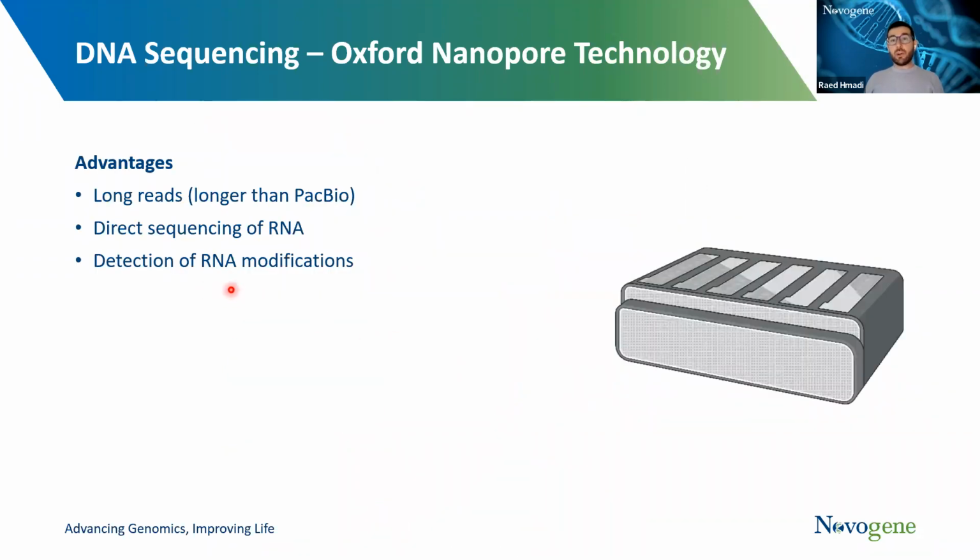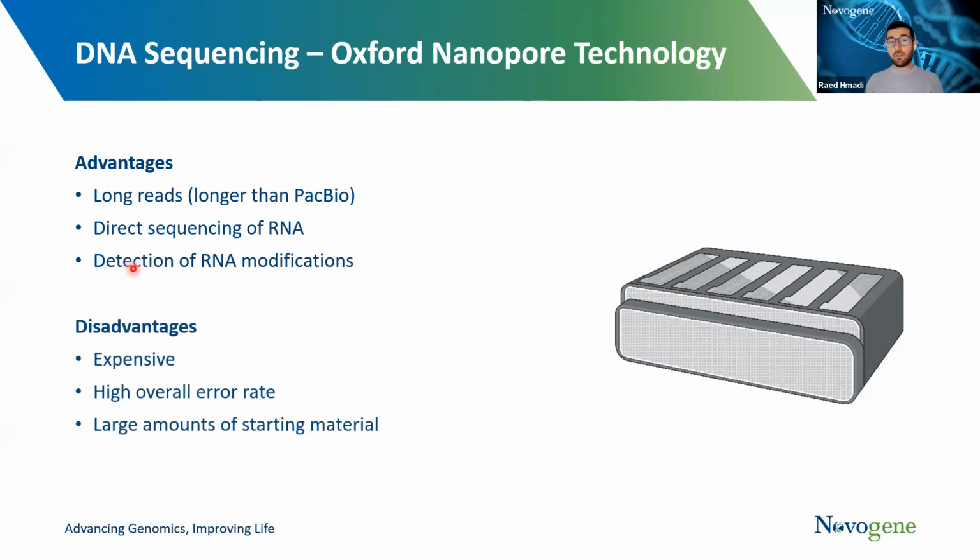The advantages of using Oxford nanopore for DNA sequencing include long reads, even longer than PacBio, and for the very first time, direct sequencing of the RNA, allowing us to omit the cDNA generation step. In parallel, we are also able to detect RNA modifications. However, sequencing with Oxford nanopore is considered to be expensive. The instrument has a high overall error rate in general, and large amounts of starting material are needed.